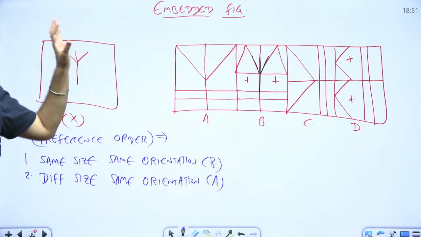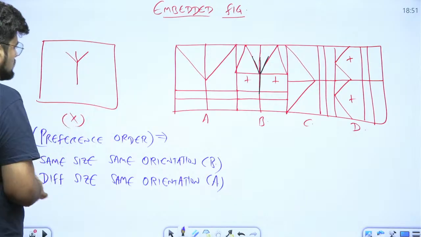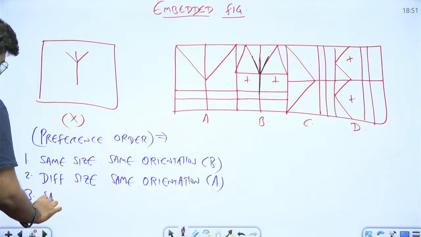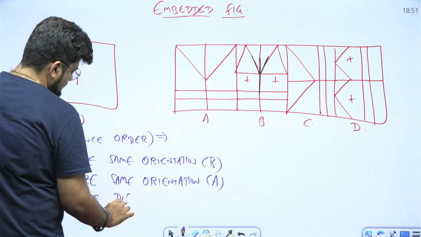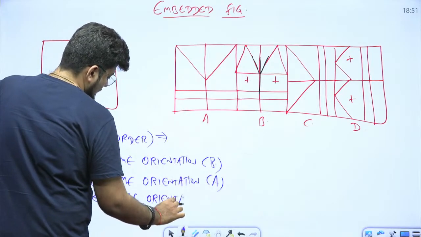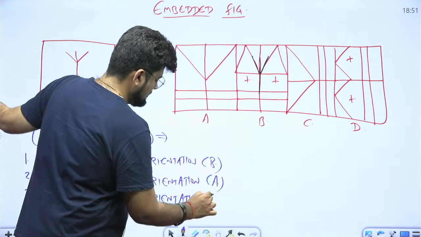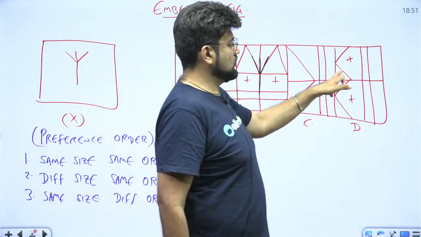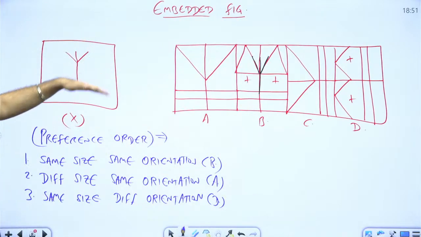But what if that option was also not there? Then I would choose same size but different orientation. So here I would go with option C. Oh, sorry, D. Same size but different orientation. Orientation means the shape, the direction has changed.